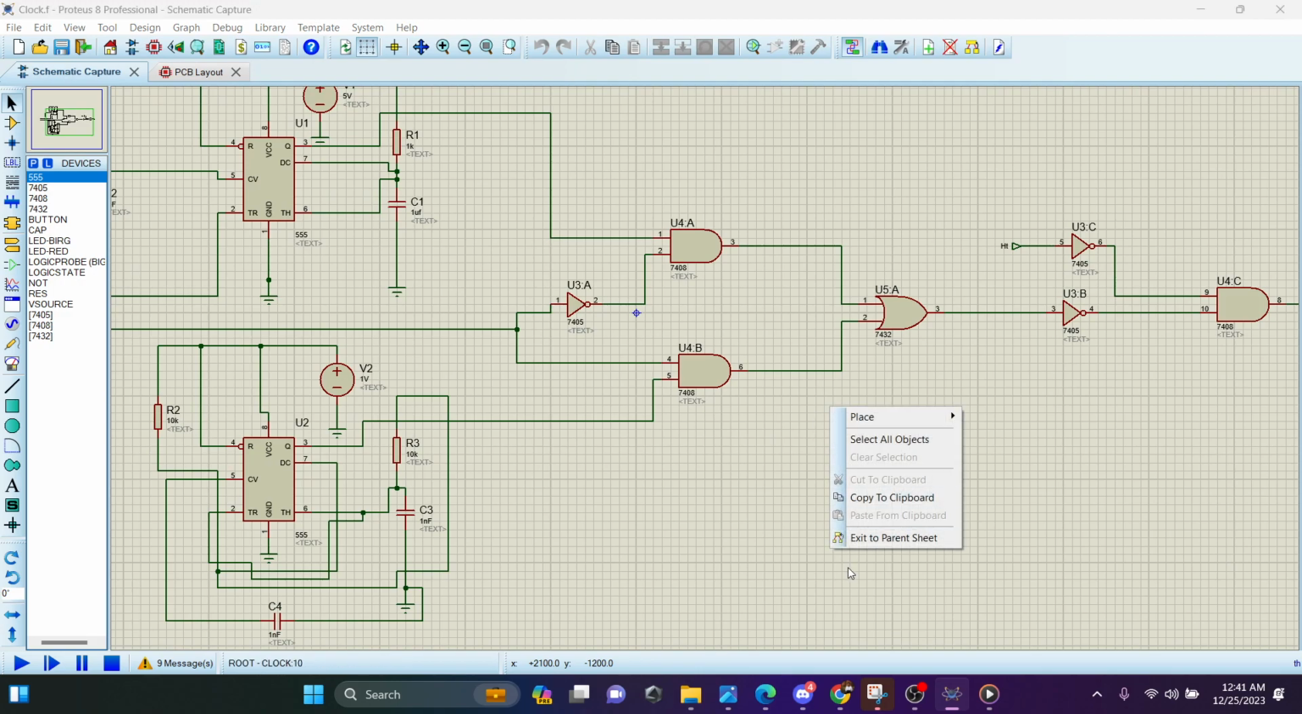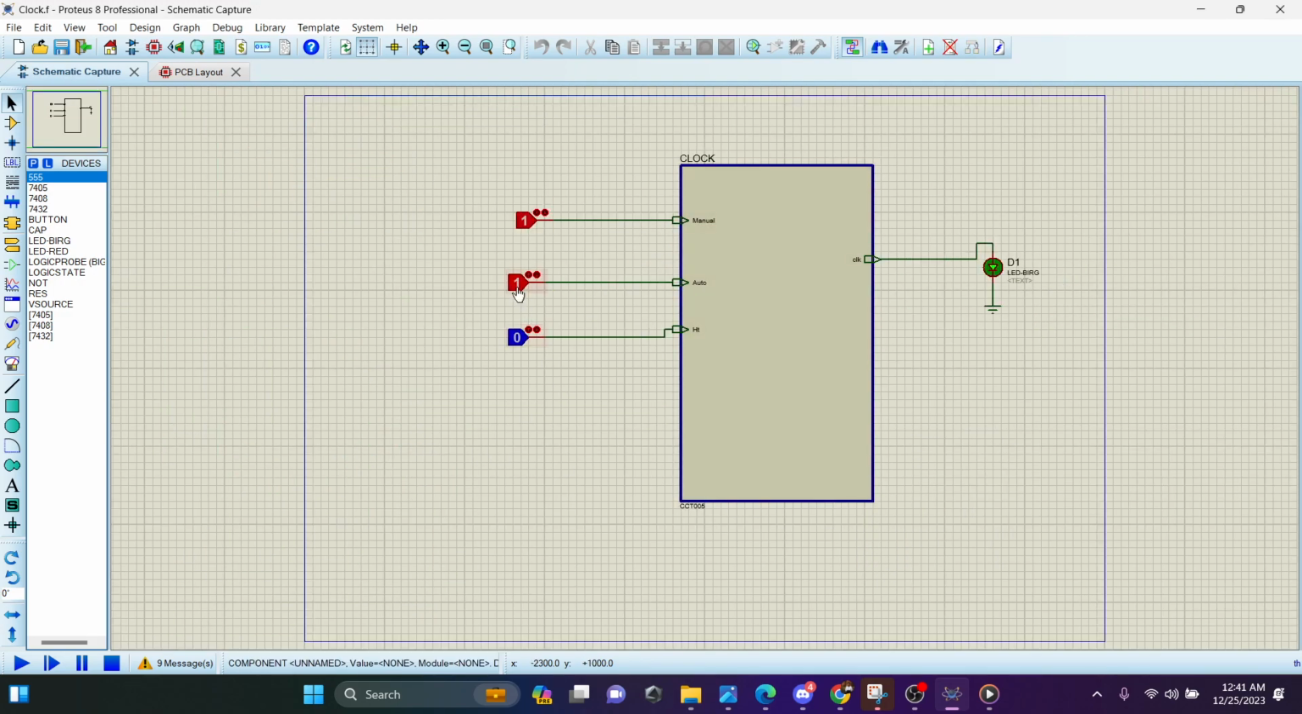Now we'll show the output. For this, we'll go to the parent sheet. Okay. Now I am running the circuit. Here is the circuit. So first, I have made the halt button 0 for the on condition of the circuit, and I will press the manual clock. Yes, the LED is in on mode.